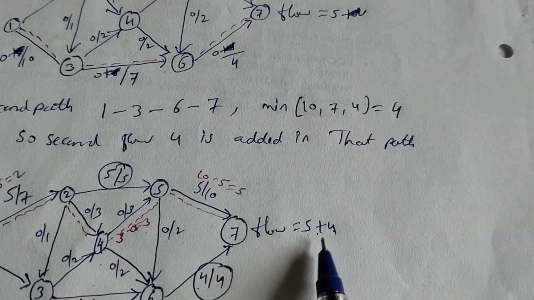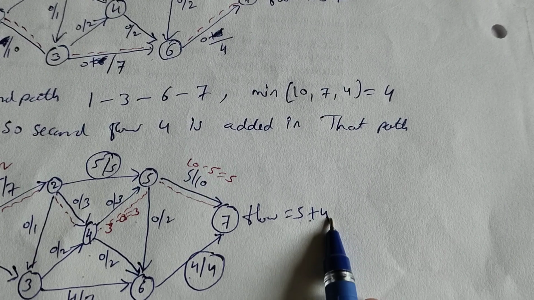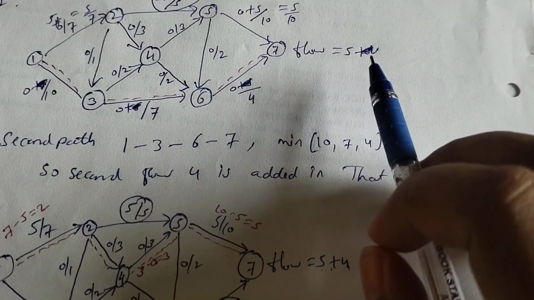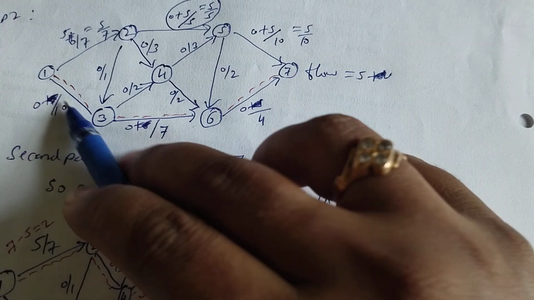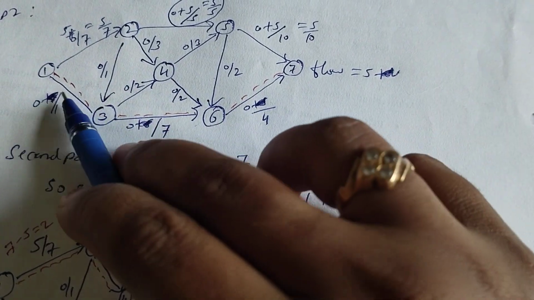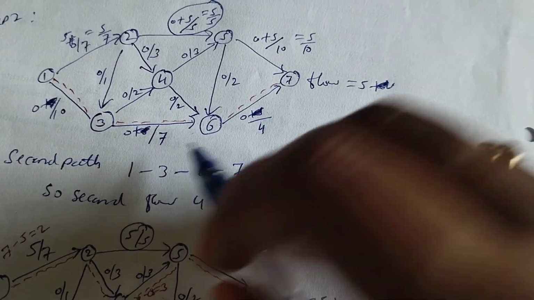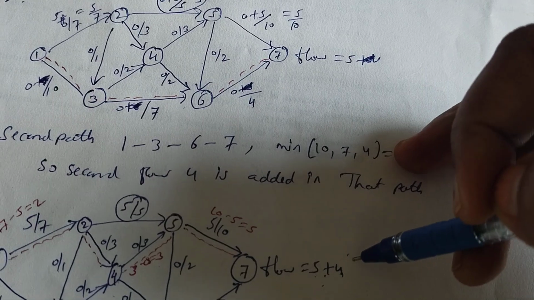In the next network, initially the flow was 5, now it is 4. That 4 is added for the path. Whatever path you have selected as a dotted line, in that path only you have to add the flow value. That flow value is 4.